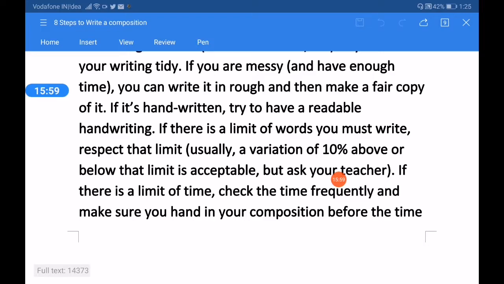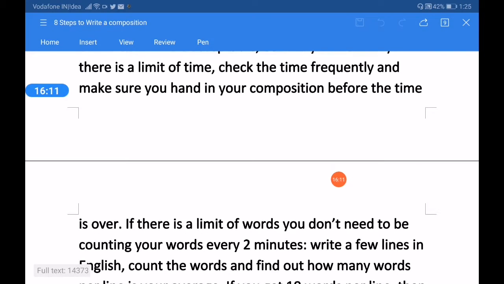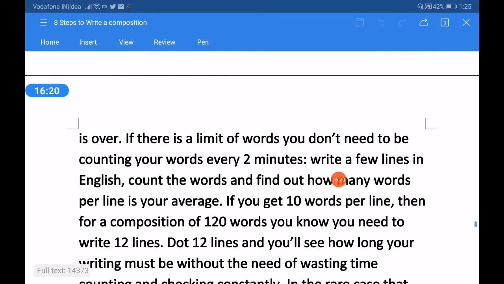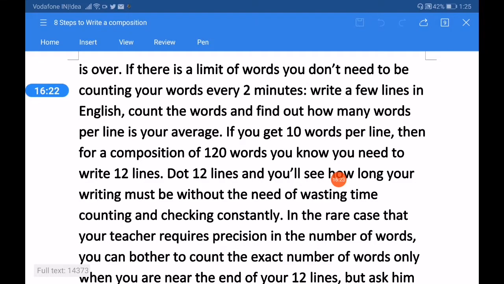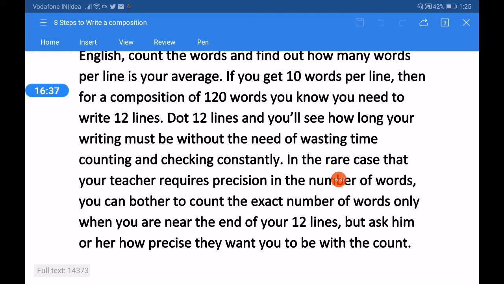If there is a limit of words, you must respect that limit. Usually a variation of 10% above or below that limit is acceptable. But ask your teacher. If there is a limit of time, check the time frequently and make sure you hand in your composition before the time is over. If there is a limit of words, you don't need to be counting your words every 2 minutes. Write a few lines in English, count the words and find out how many words per line is your average. If you get 10 words per line, then for a composition of 120 words, you need to write 12 lines.